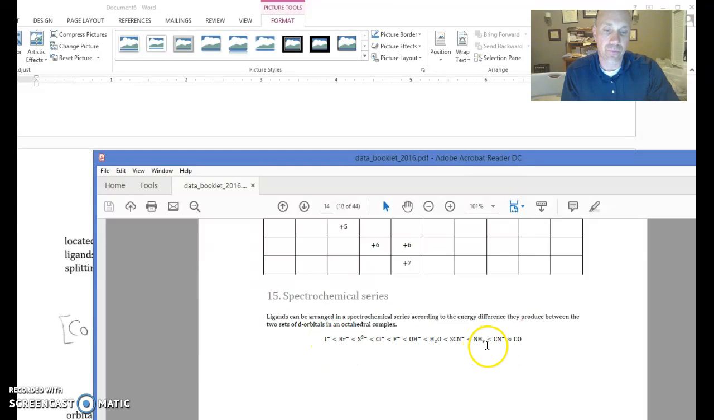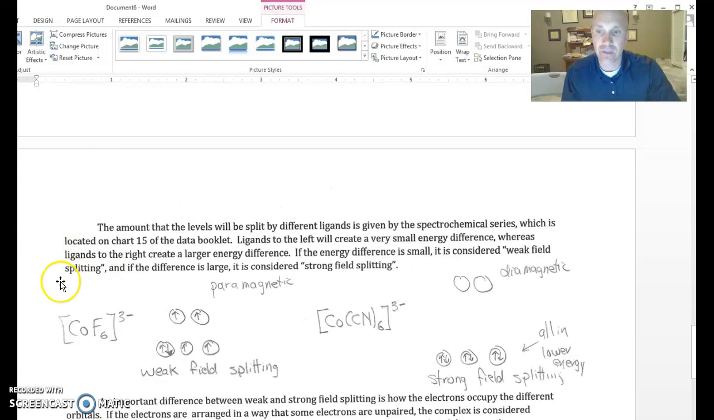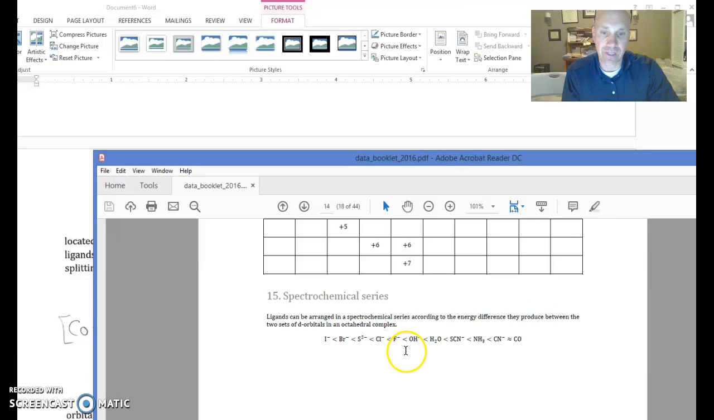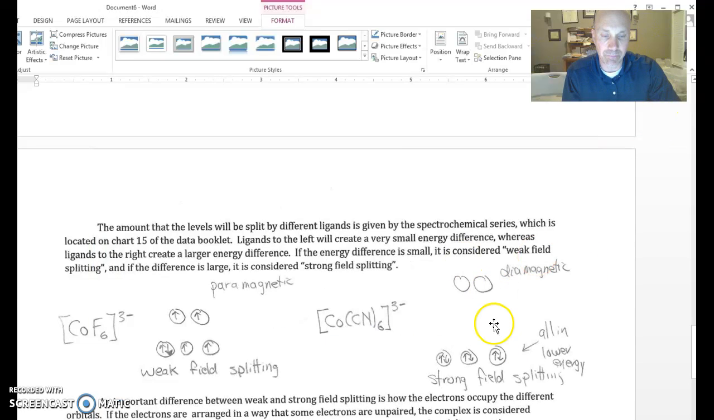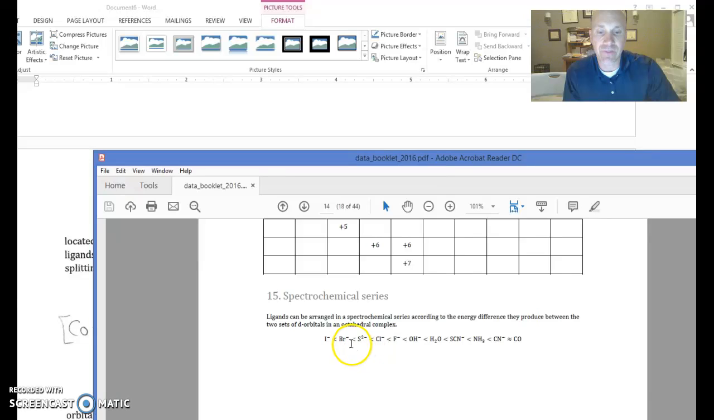The further to the right you go, the stronger or the bigger the difference is, the more likely it is going to be strong field splitting. Notice this is cyanide right here, and if we look at that series, cyanide is very much to the right, and that would be expected to give a really big difference in the energy. So one question to look out for would be if they had a complex that had bromine as the ligands versus say water, which would you expect to have a bigger difference in the energies? You would expect to have that with water.